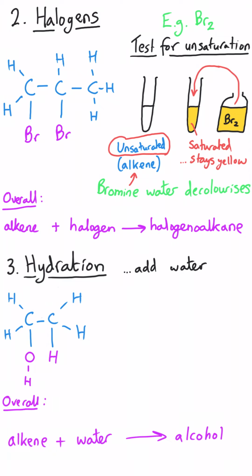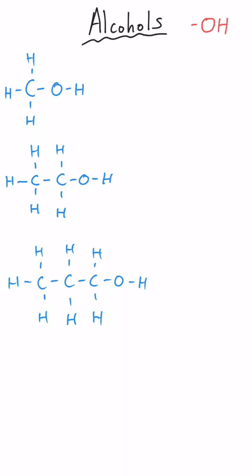And so overall, we are turning our alkene into an alcohol because you've got this O to H group within this product. I've just mentioned that alkenes can be turned into alcohols, and alcohols is something that we need to look at further now. I've drawn the first 3 alcohols in the homologous series, and these are displayed formulae.